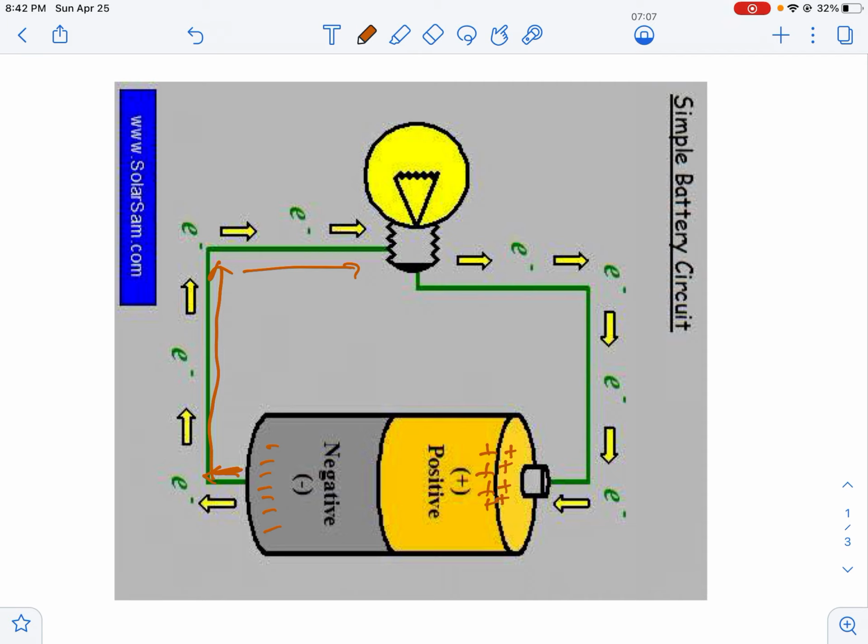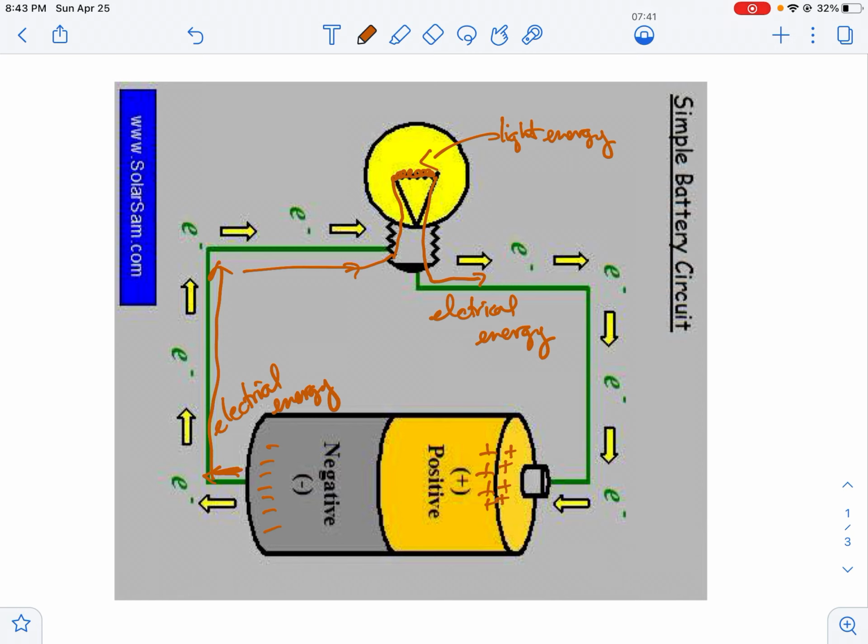But because I put the light bulb in there, they can't go straight through. And so what's going to happen is they're going to go up here into the light bulb, through this little wire here, down and out of the light bulb, and continue on their way. So here I have electrical energy, but here I have light energy. And then as it comes back into the wire, it changes back to electrical energy.